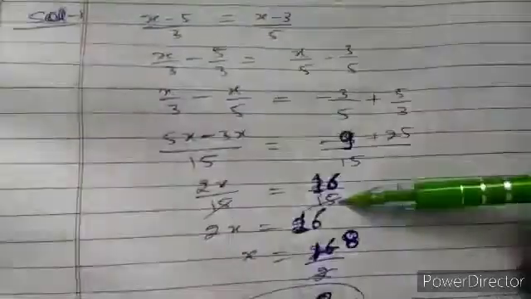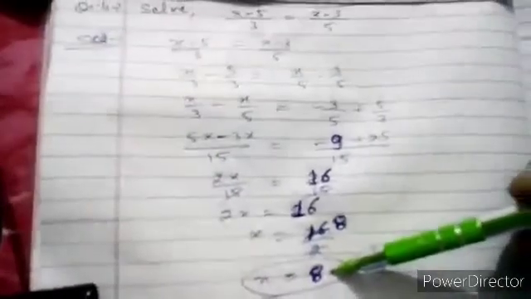15 will be cancelled because the denominator is the same. Now it is left 2x is equal to 16. So the x value will be 8. So with both methods we can solve question number 4. Which method you feel easy, you can solve question number 4.